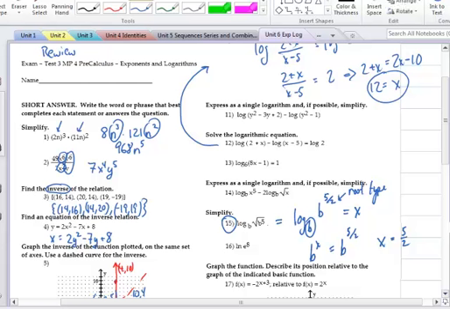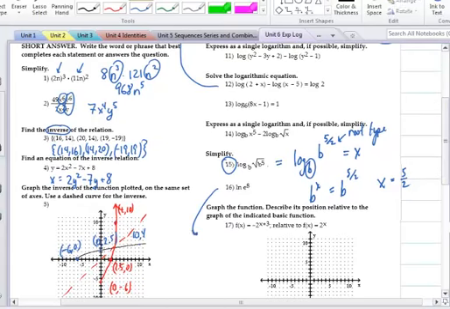On the next one, natural log of e to the 8th, well, this is right over here. Natural log is just log base e of e to the 8th. And the answer to that is simply 8.